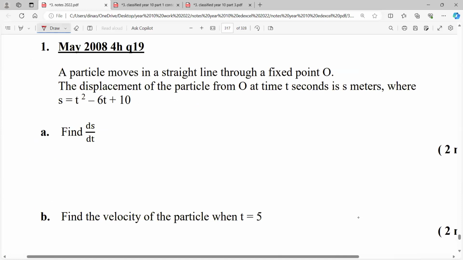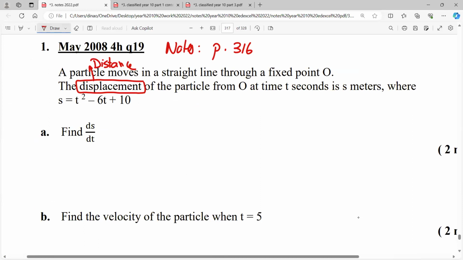It says a particle moves in a straight line. This is in the notes, page 316. A particle moves in a straight line through a fixed point. The displacement, now this is a keyword for us, and we said displacement, also known as distance, without going into a lot of details.